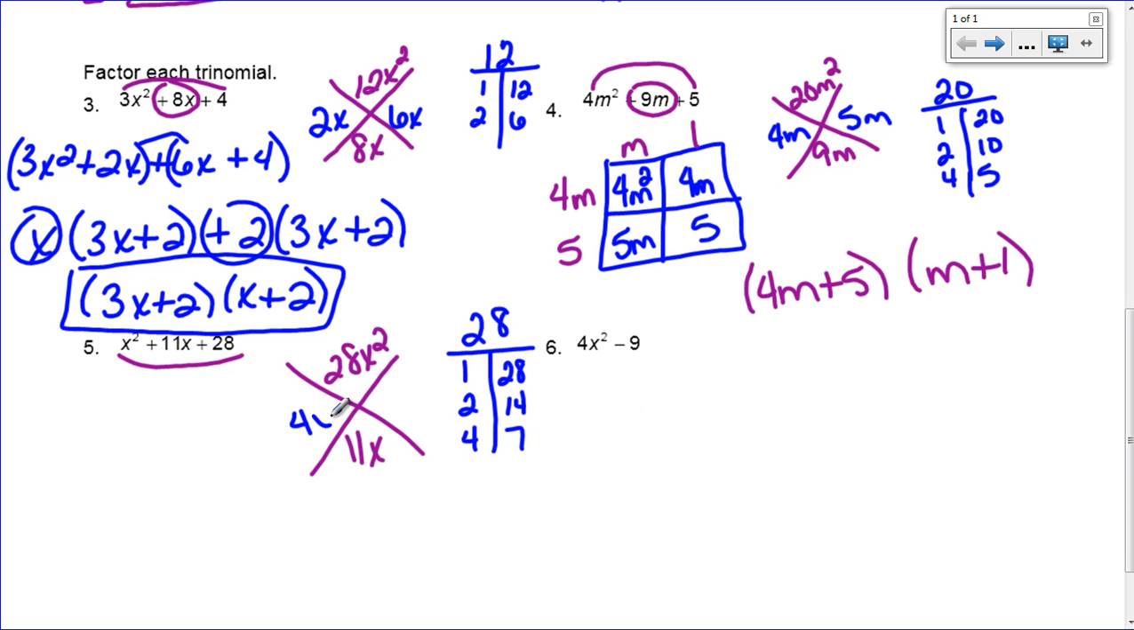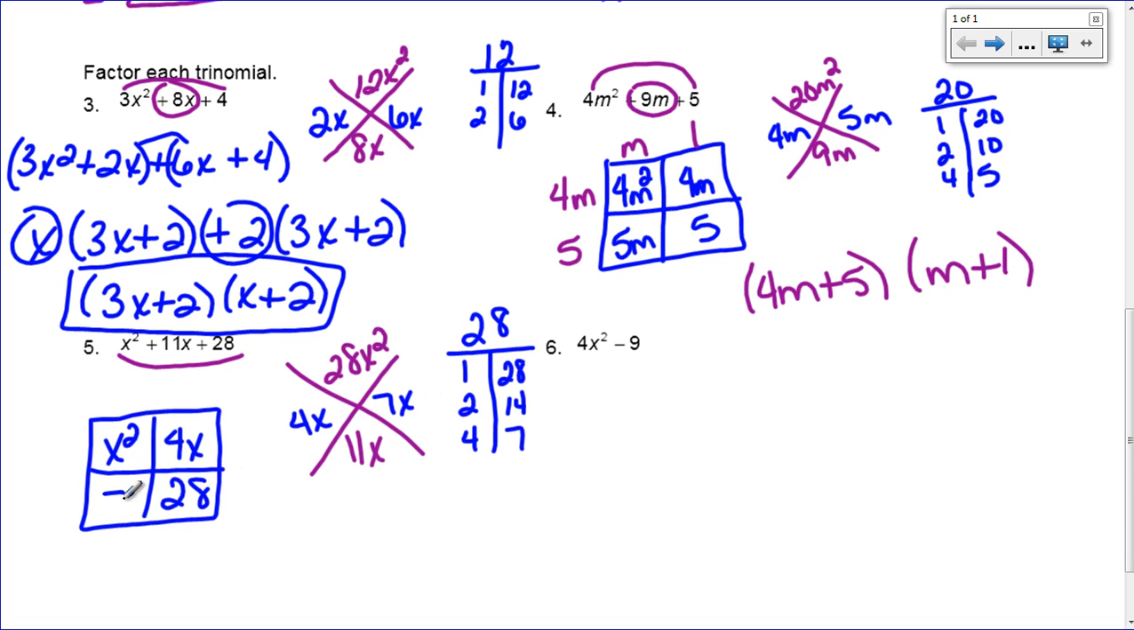So you have 4x and 7x. So let's do the box method. So we're going to draw our box. We're going to fill it in. So the first term was x squared, the last term was 28, and then these two numbers fill in the rest. So 4x and 7x. And then we're just going to pull out the GCFs.